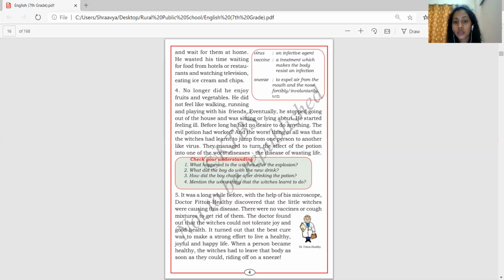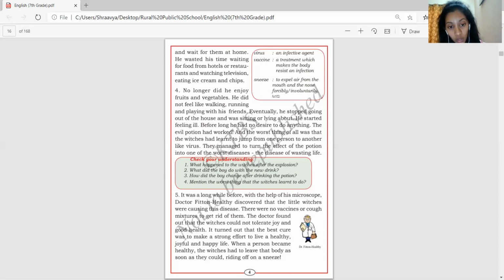There were no vaccines or cough mixtures to get rid of them. What is a vaccine? It is a treatment which makes the body resist an infection. So when you were small babies, you used to get vaccine injections, right? So that you don't get any disease. Or cough mixtures. When you have a cough or a cold, you take cough mixture so that the cold or the cough goes away. So he saw that there was no injection, no cough medicine which could solve this.